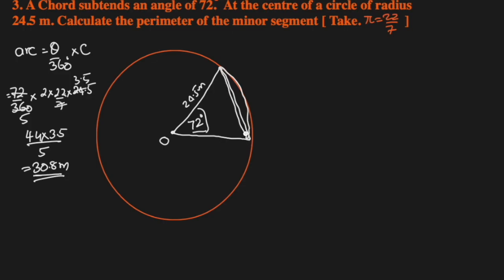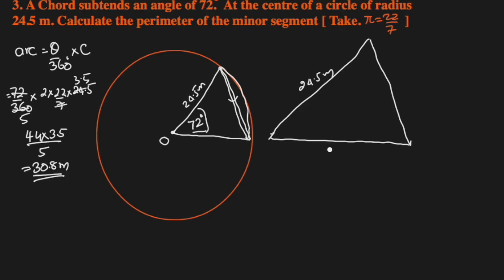Now we have to find the length of the chord. So let me magnify this chord. This is the chord here. This is 24.5 meters, and this is also 24.5 meters, because this is also radius. That means this is an isosceles triangle, right?